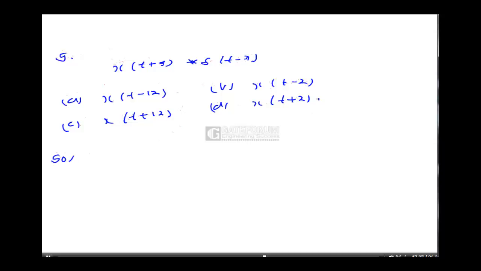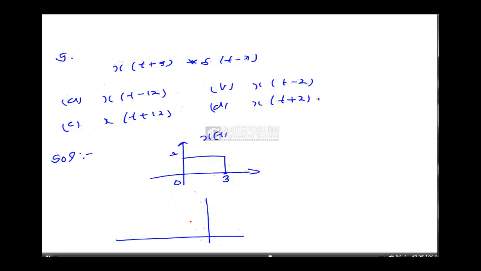So, solution of this. See, take any x(t). Suppose this is your x(t), this one, and this is some point. x(t plus 5) will be how much? It is nothing but shifting it by 5.